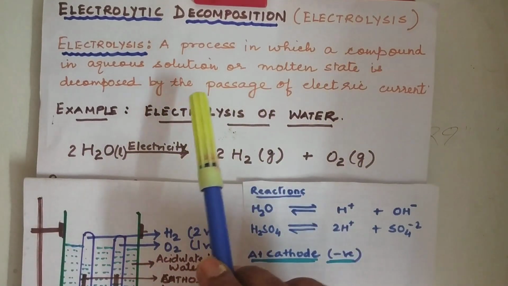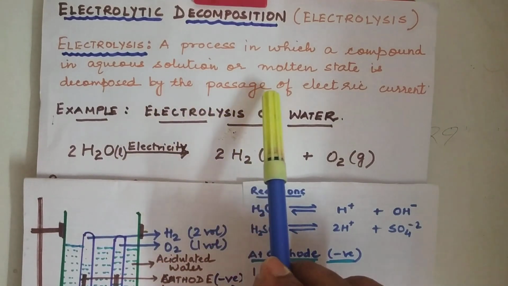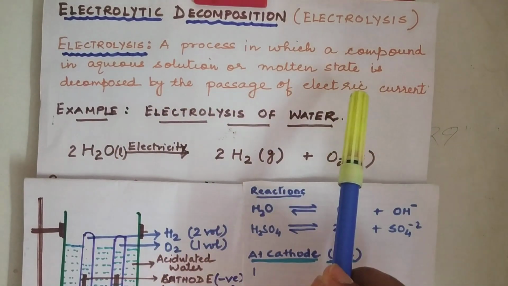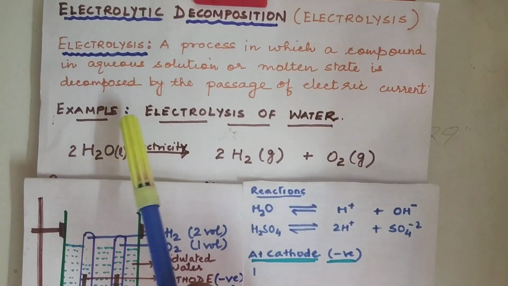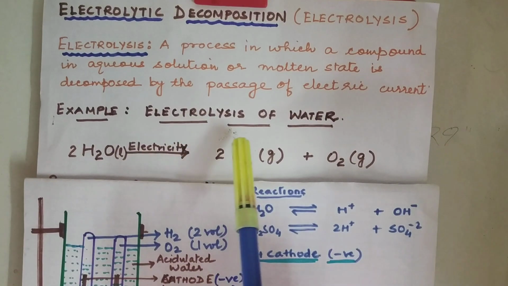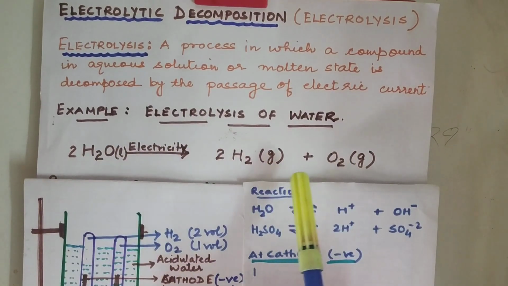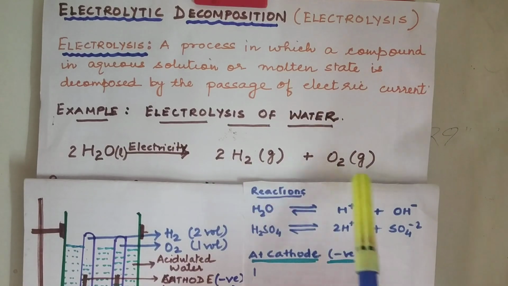What is electrolysis? A process in which a compound, in aqueous solution, that is dissolved in water, or in molten state, that is you have to melt the substance, the electrolyte, is decomposed by the passage of electric current. Today's example is electrolysis of water. When electric current is passed through water, it gives you two products, hydrogen gas and oxygen gas.